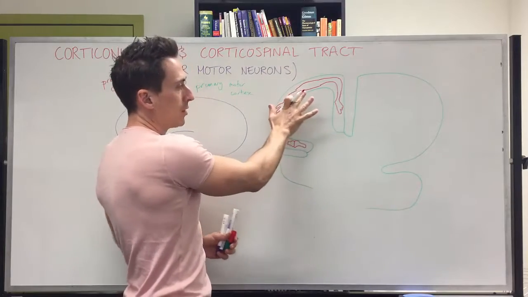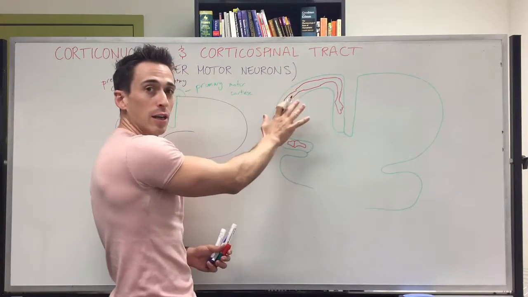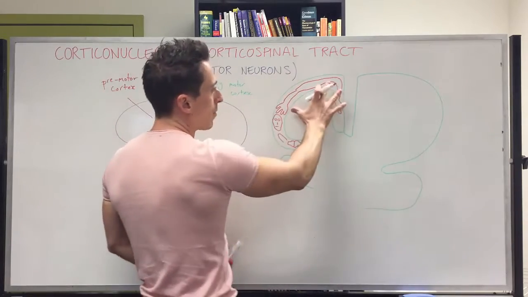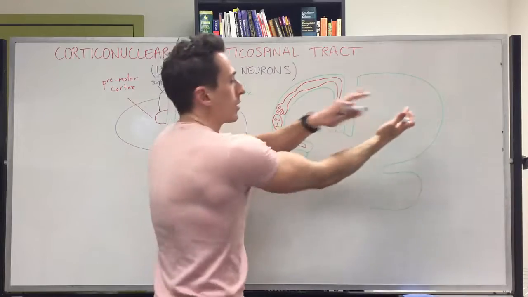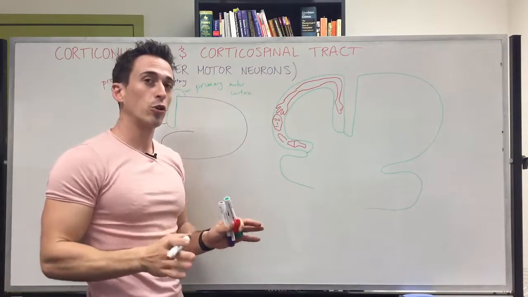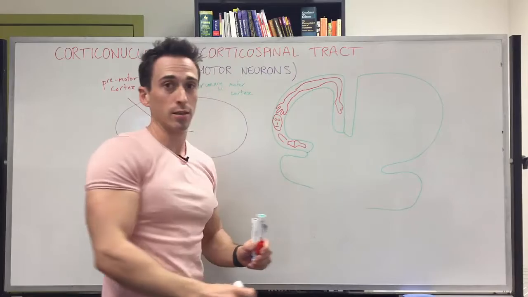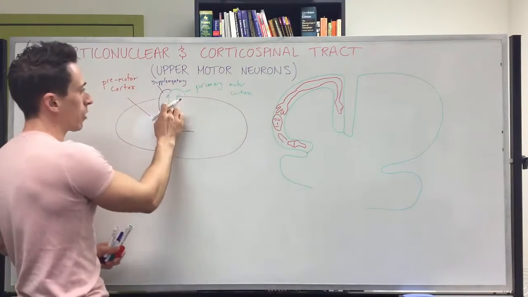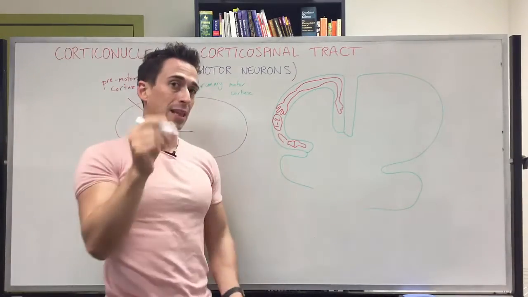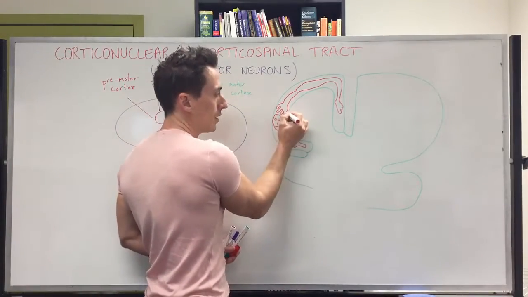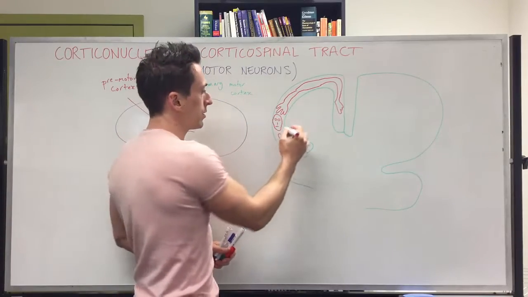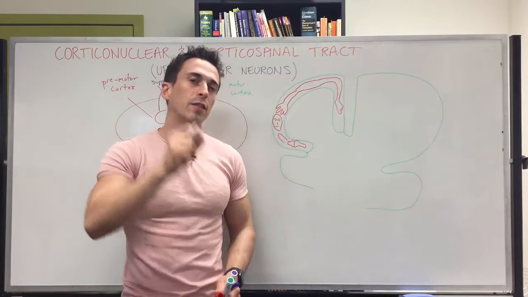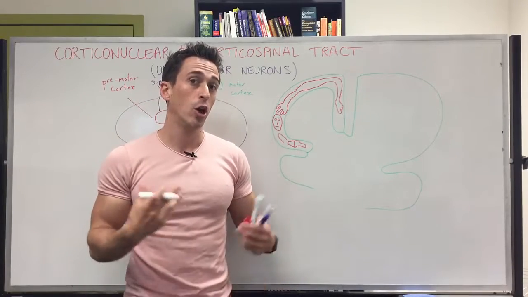Now, this side, which for example is the right-hand side, tells the left-hand side of the body to move. The same homunculus, mirror image on the other side, tells the right-hand side of the body to move. And I'll show you when that signal crosses to the other side. So we've got a motor homunculus here in the primary motor cortex. What that means is if I were to get an electrode and stimulate here, the hand would move. If I were to stimulate here, the cheek would move. If I were to stimulate here, the tongue would move. So very specific, very discrete motor units of the body would move.